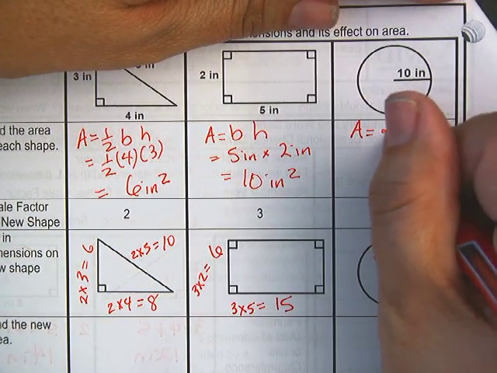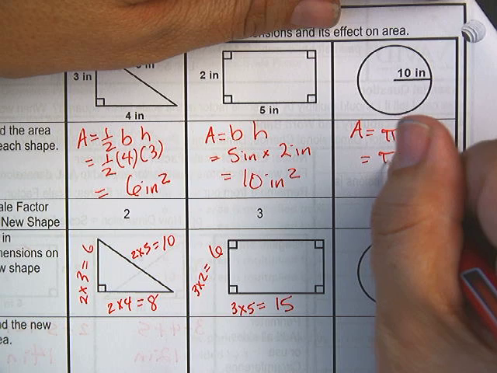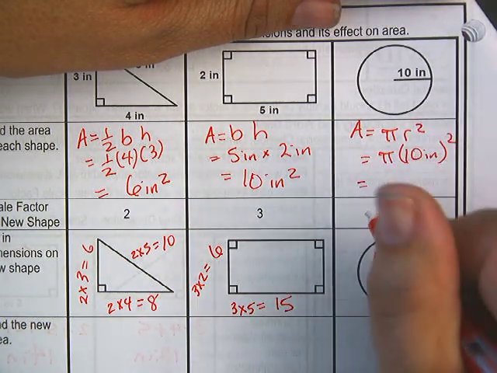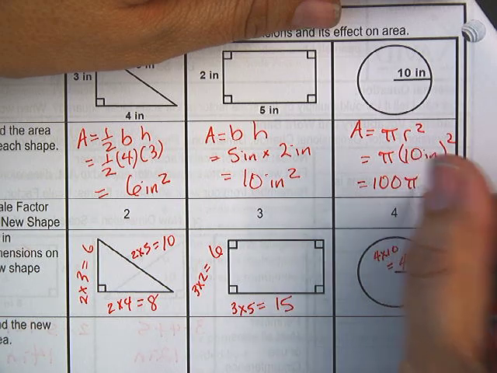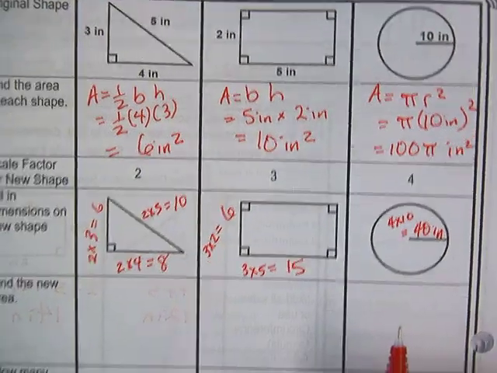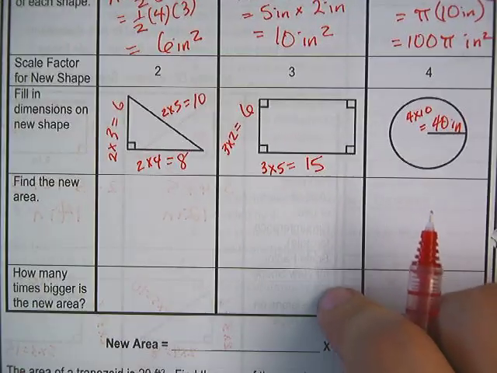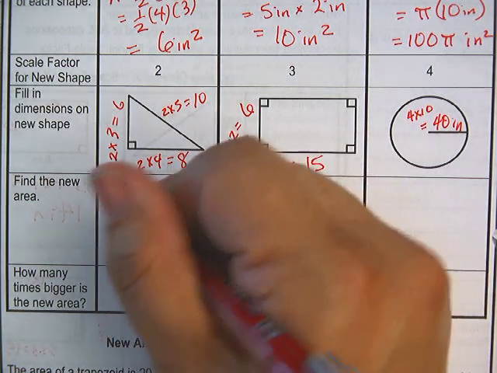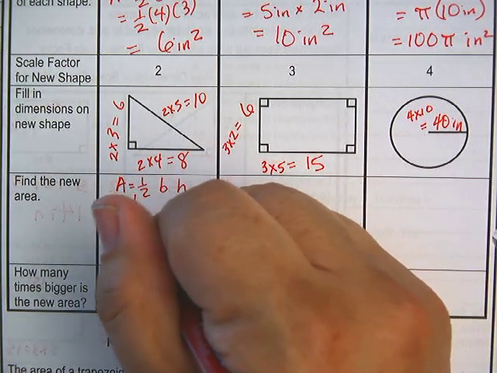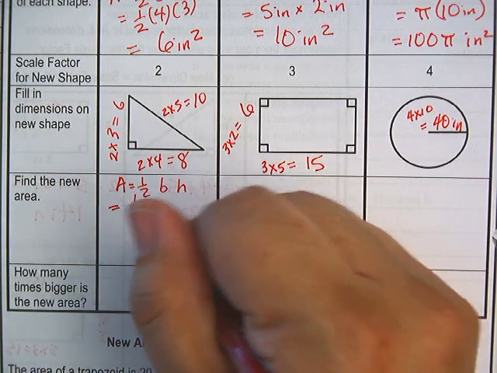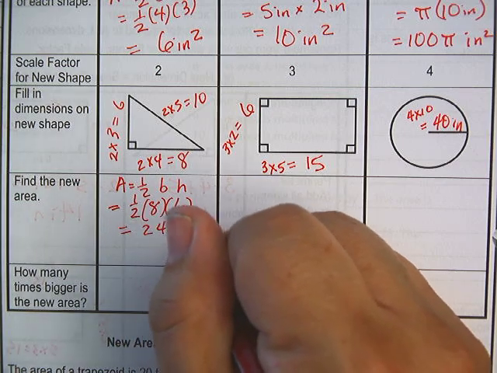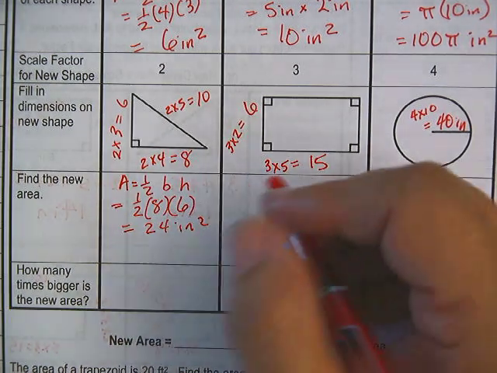Area for a circle is pi r squared. So it's pi times 10 inches squared. So 10 squared is 100. 100 pi, and it's inches squared. Now I'm going to find the area for my new polygons and circles. Area, it's still the same formula, 1/2 base times height. So it's 1/2 8 times 6, which is 48, 24 inches squared.